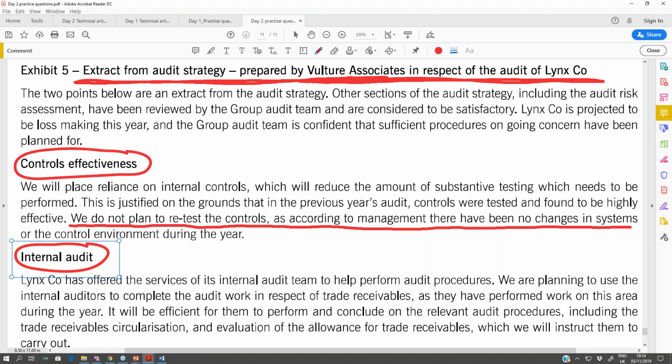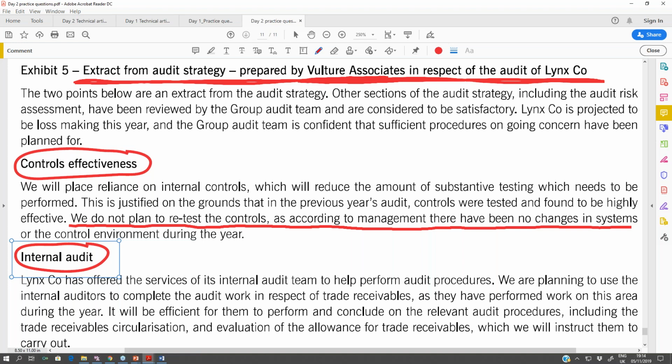We do not plan to retest the controls as according to management there have been no changes. Should we check ourselves? Has there been any changes or has there been no changes? Or should we just rely on the management?